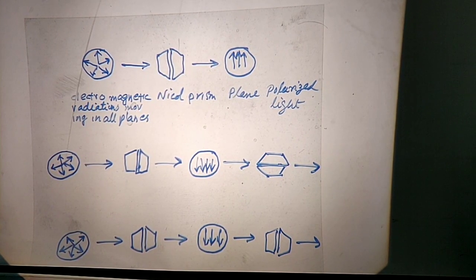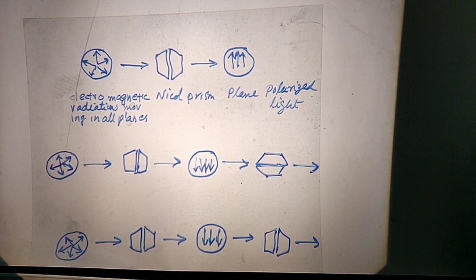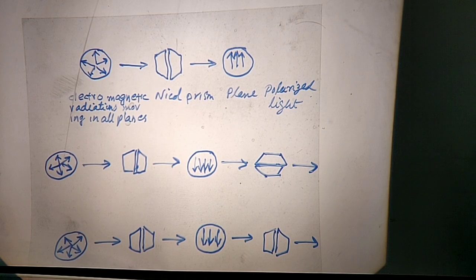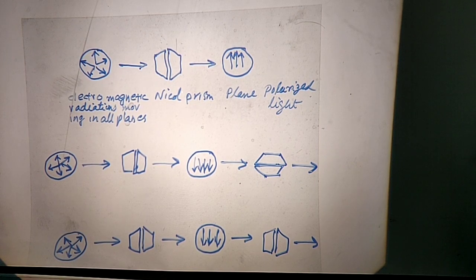This is electromagnetic radiation moving in all planes. Light is falling in every direction: left, right, up, down, front and back. Now you place this light in front of a Nicol prism.